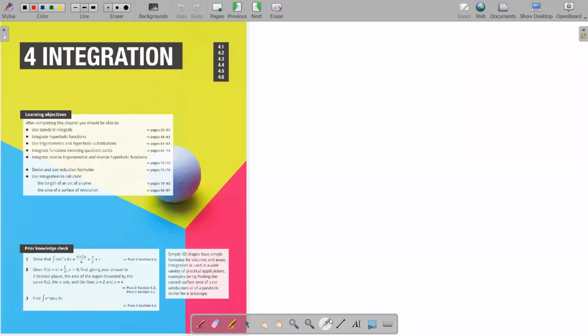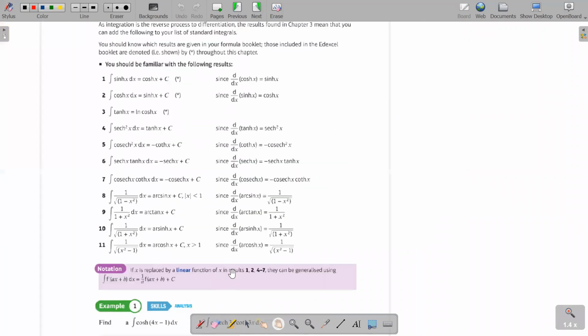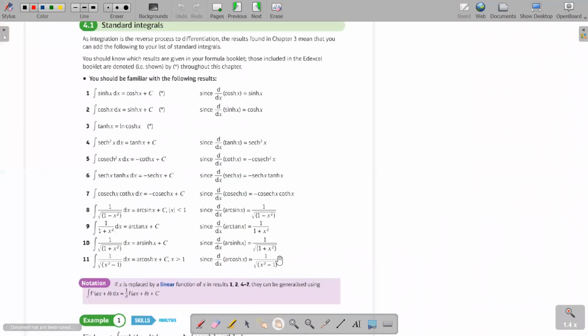Okay, so now we'll move on to chapter 4 of the F3 book. We will start with the discussion of the integration lesson. First we'll write down the standard integrals. They have given you 11 standard integrals to start with.